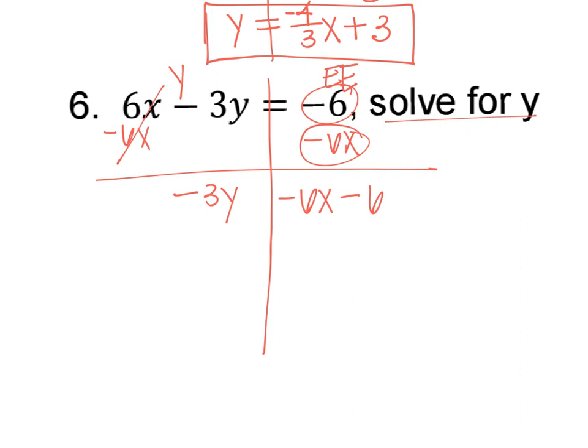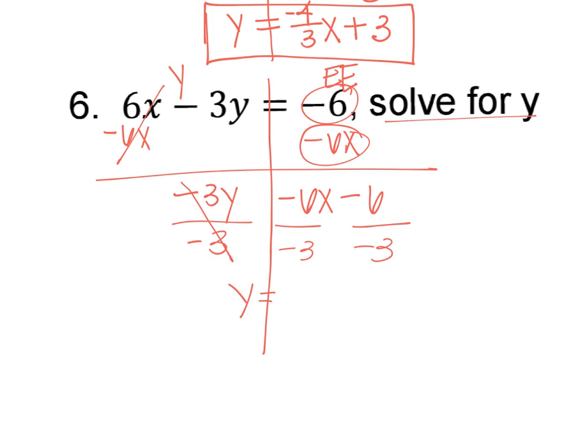Either way. Step last, I divide by my coefficient because I only want one y. Right now I've got negative 3. So I divide by negative 3. And again, everything's got to get divided by negative 3. Negative 3 on top and bottom goes away. I'm left with y equals negative 6 divided by negative 3.